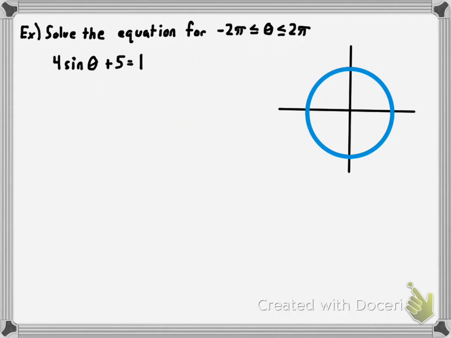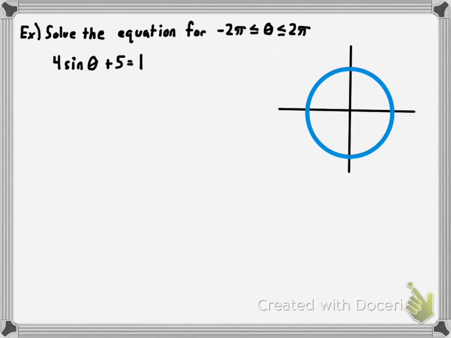All right, we're going to solve the equation 4 sine theta plus 5 is equal to 1. And this time, the domain that we're going to work with is negative 2 pi is less than or equal to theta is less than or equal to 2 pi. And what I want you to notice about that is that the domain is given to us in radians, so our solutions are going to be in radians.